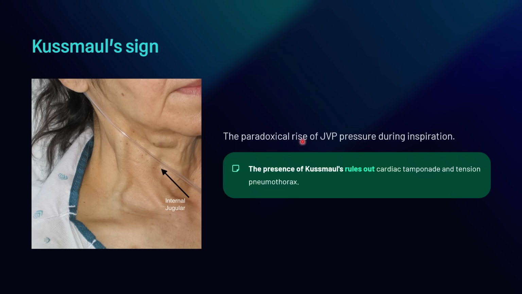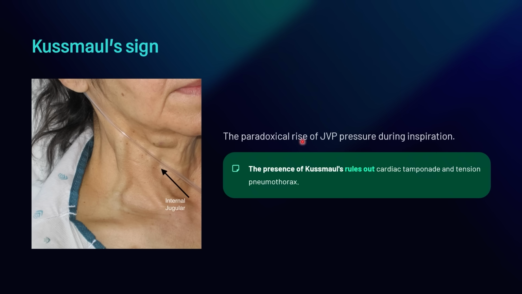So tamponade: now we know JVD, pulsus paradoxus, and a risk factor for tamponade such as malignancy, trauma, or cardiac surgery. Stat echo and emergent pericardiocentesis. Tension pneumothorax, again similar to tamponade, you have JVD and pulsus paradoxus. Of course, the clinical context is that these patients are usually unstable with severe dyspnea and absent breath sounds on the affected side. Stat chest X-ray and needle decompression.